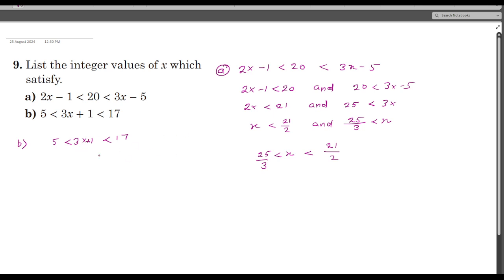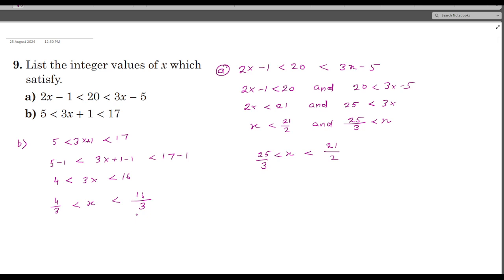First I will subtract 1 from all the terms. So here 5 minus 1 less than 3x plus 1 minus 1 is less than 17 minus 1. So I will get 4 less than 3x less than 16, and then I will divide by 3. Okay, so I will say that 4 divided by 3 is less than x is less than 16 divided by 3. Please make a note that if you are multiplying by some negative number, then you have to change the sign of inequality.